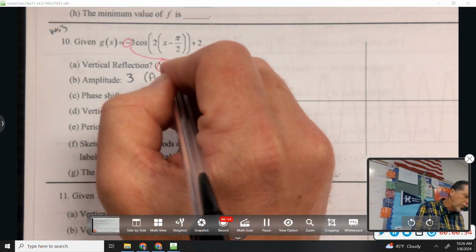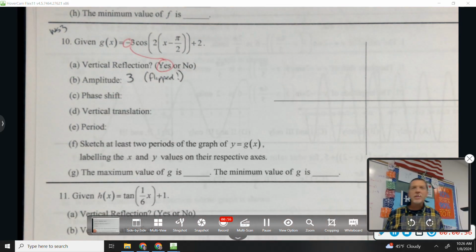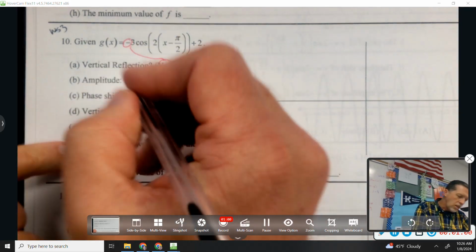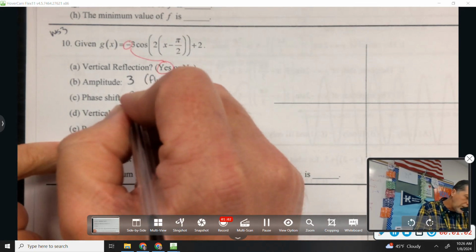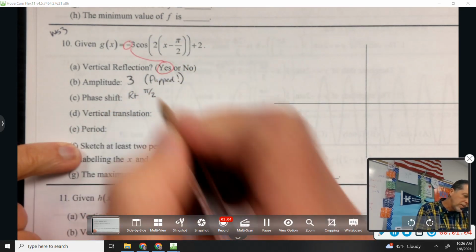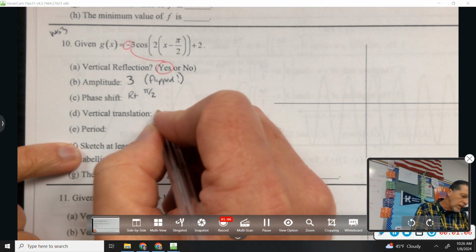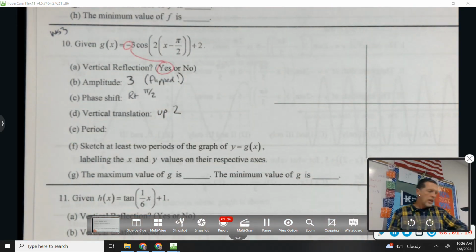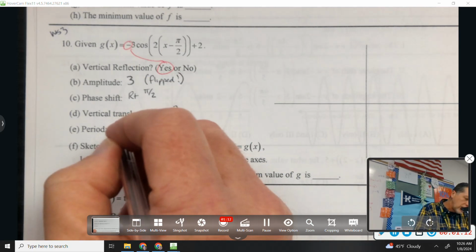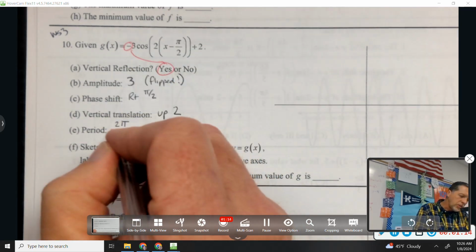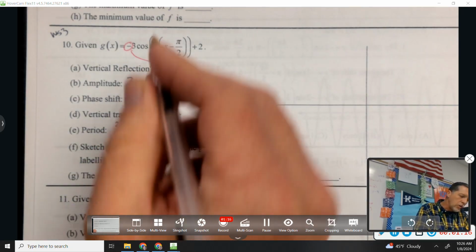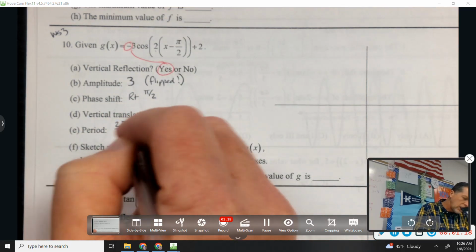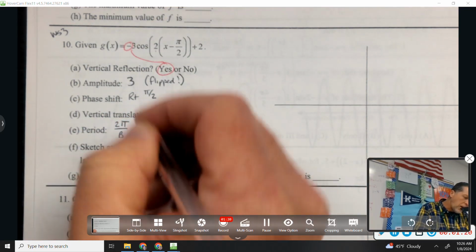If you want to make a note to yourself that it's flipped, that's fine, but the amplitude is still 3. All right, phase shift would be right pi over 2. Vertical translation is up 2. And the period, see, the normal period for sine and cosine is 2 pi over b, which would be pi.